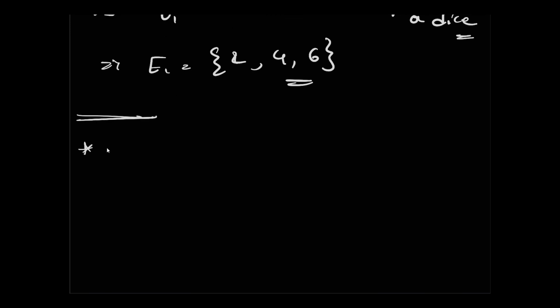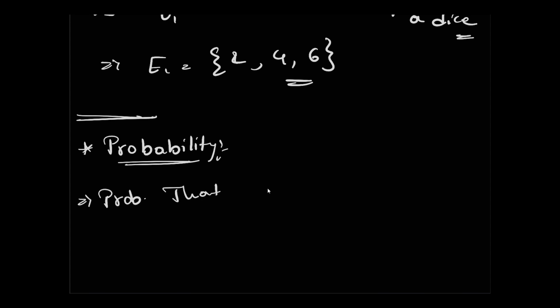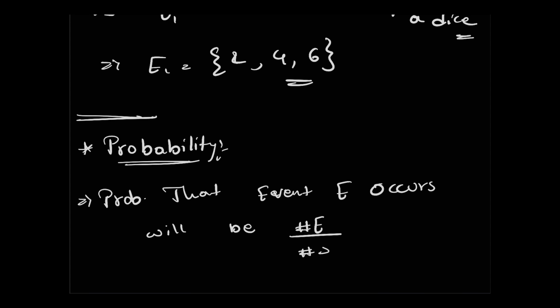Now let us go into some basic definition of probability. The probability that event E occurs will be the total number of elements in E by the total number of elements in the sample space.